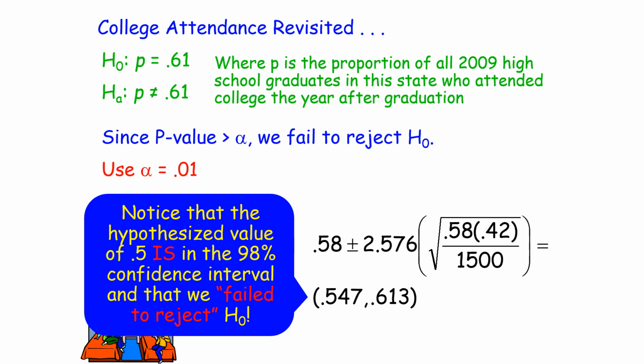Now notice here that the hypothesized value is in the 99% confidence interval and that we failed to reject our null hypothesis.